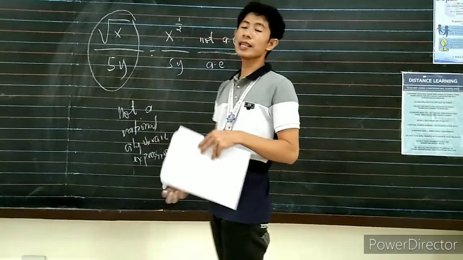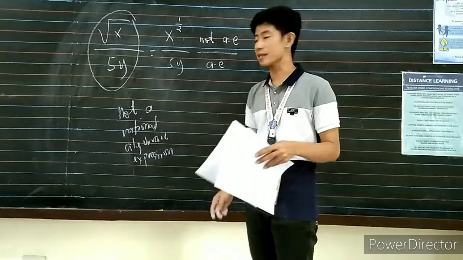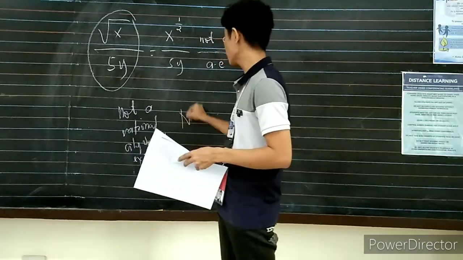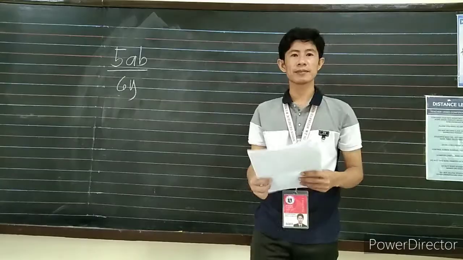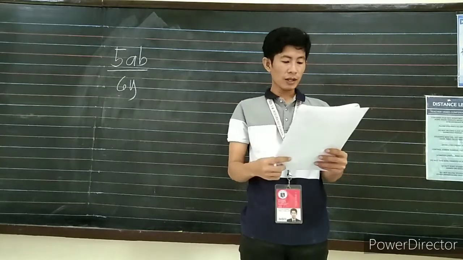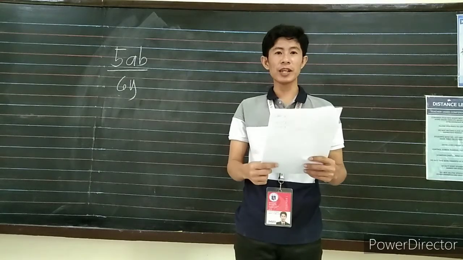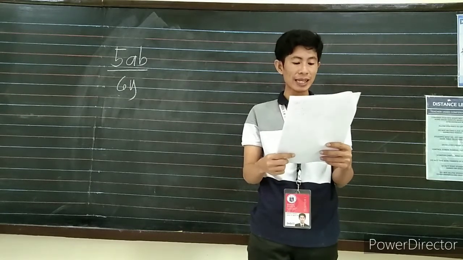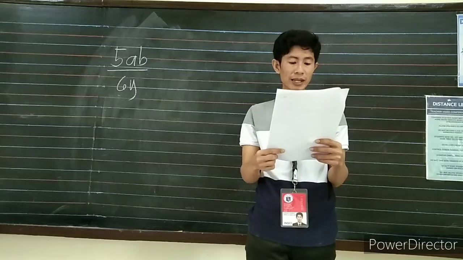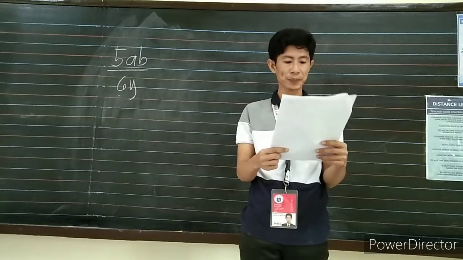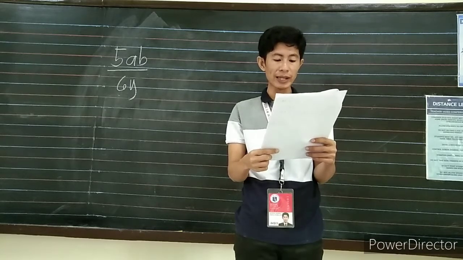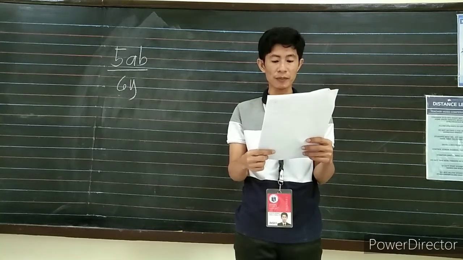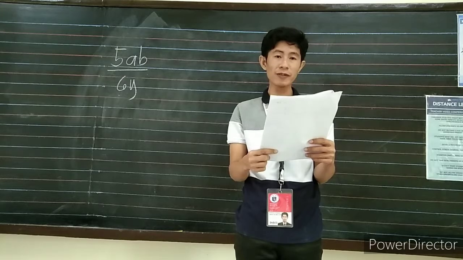Therefore, your answer in this activity is not. Write the word not. Okay, our next activity, learning activity sheet number 3, is entitled Make It Equal to 0. Give the value or values of x to make the expression equal to 0. Write your answer on the space provided.